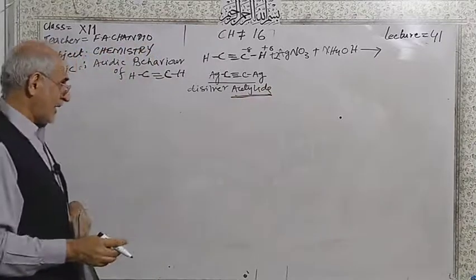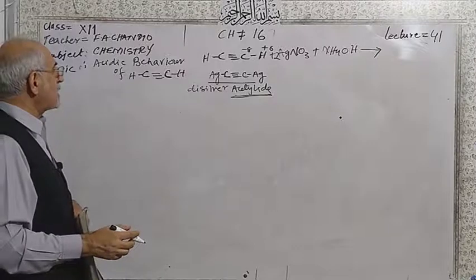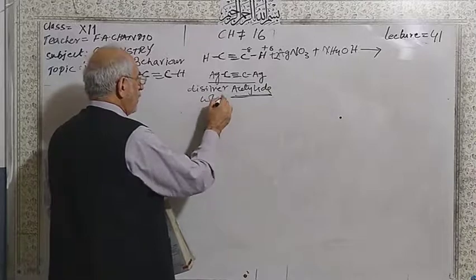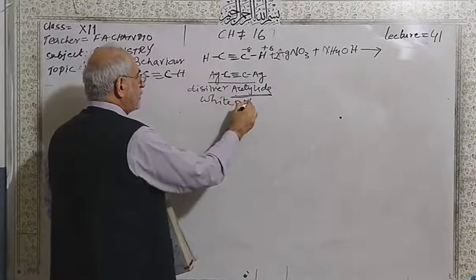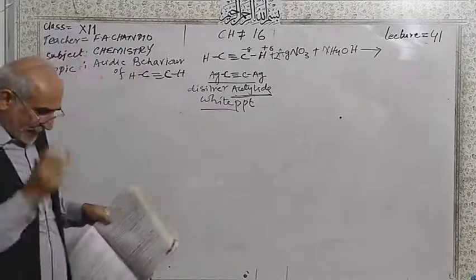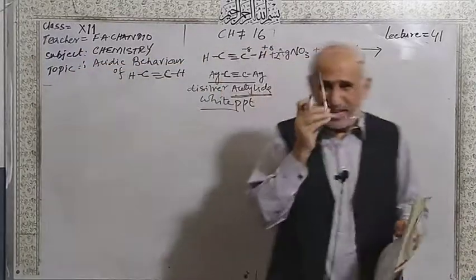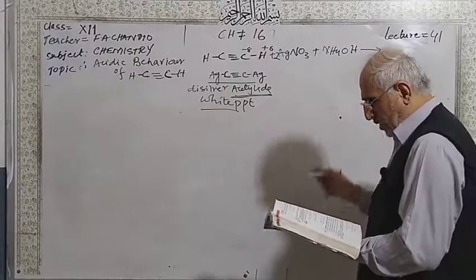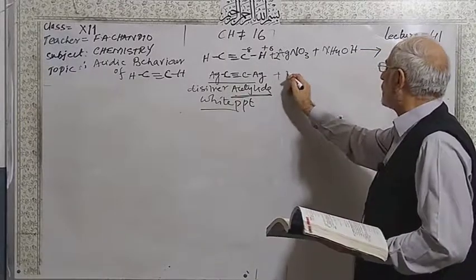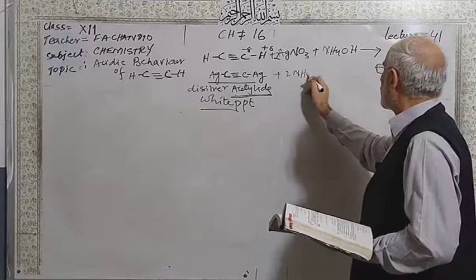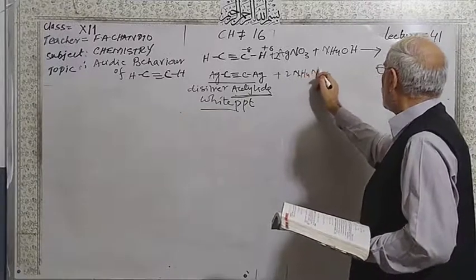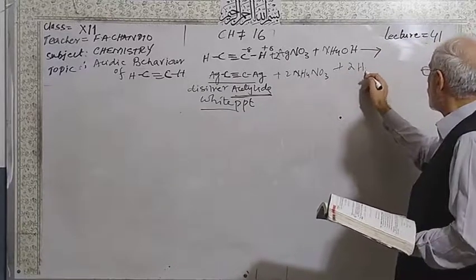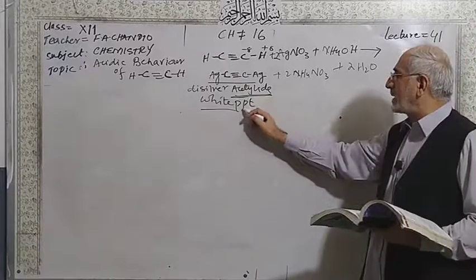So this is the acetylide, disilver acetylide, and this is a white precipitate. Disilver acetylide forms a white precipitate, unstable. This one compound is going to be formed here, and also you will get 2 moles of ammonium nitrate. Ammonium hydroxide changes into ammonium nitrate plus water. So this is the disilver acetylide.